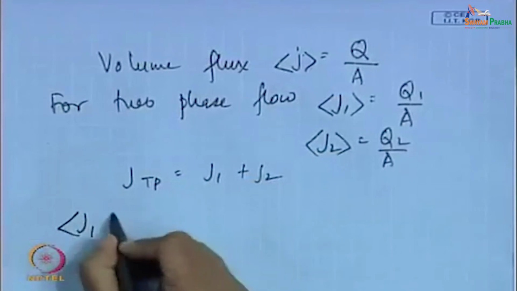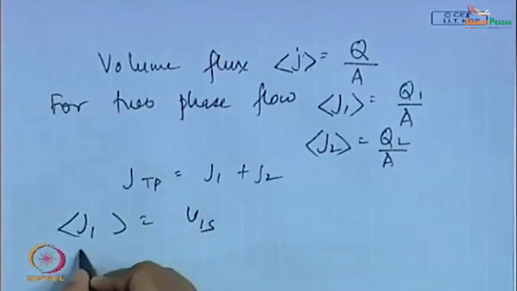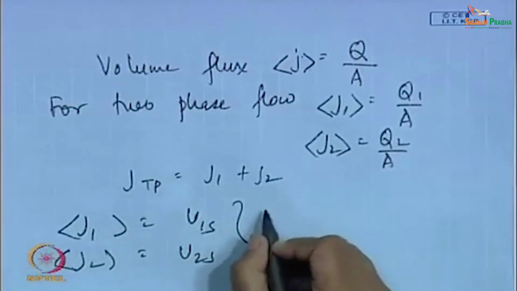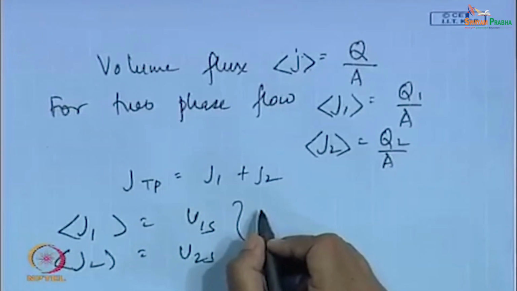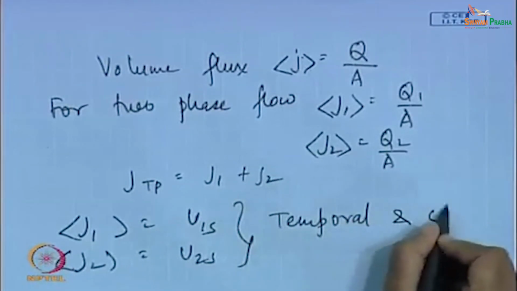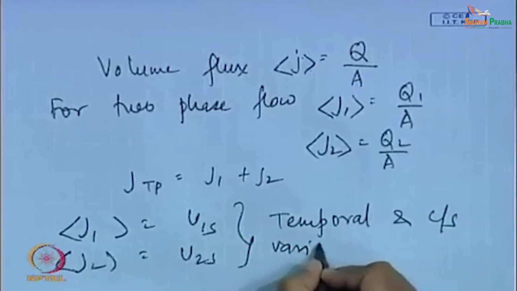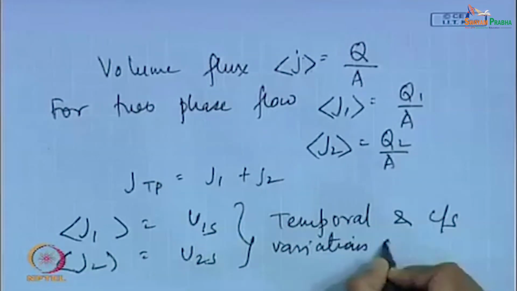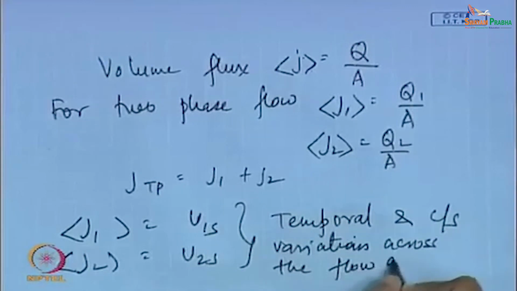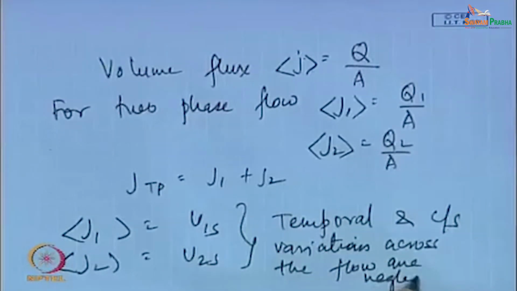Please remember that J1 equals U1s, J2 equals U2s. This can be used only when temporal and cross sectional variations across the flow are neglected, otherwise we cannot use it.